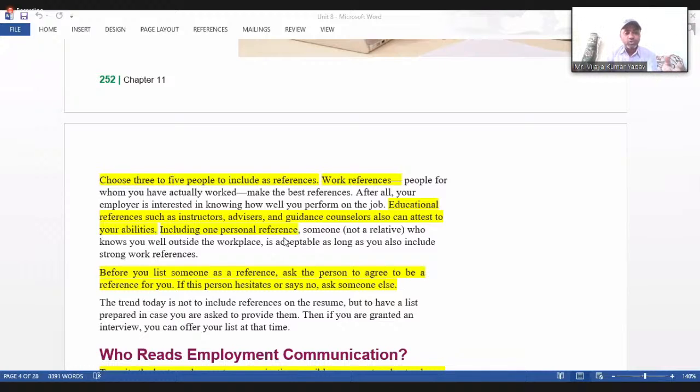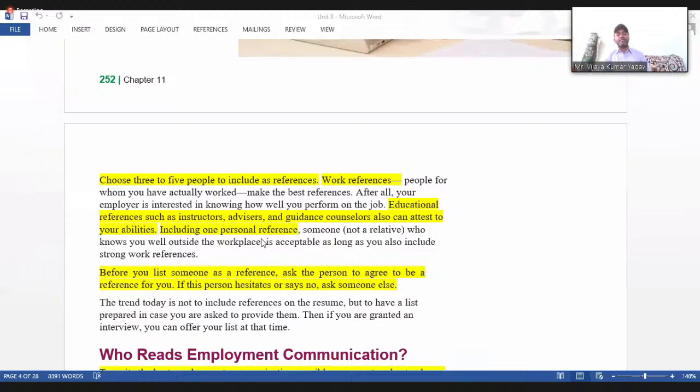If you are going to include any personal references, before you include the name of that person, you must ask the person, because if the company wants to know about you in detail, then that company might telephone that person. So that's why, before including the name of that person in references, you have to ask. A personal reference is someone who knows you well outside the workplace.